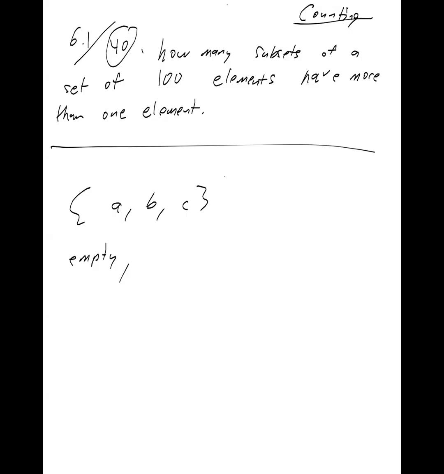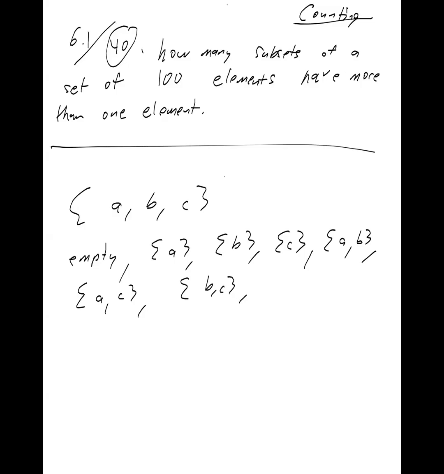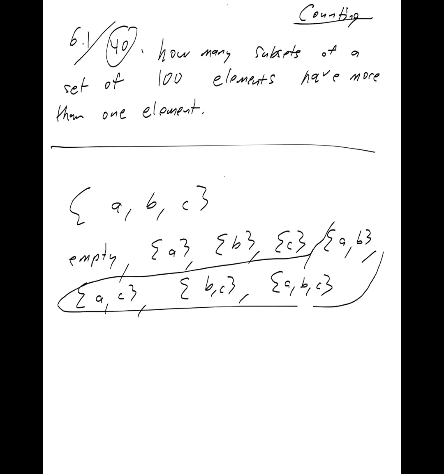You could also choose just A, you could choose just B, you could choose just C. Or you could choose 2 things like A and B, or A and C, or B and C, or you could love it all and choose all 3, A, B, C. That's how many subsets there are in a set of 3. How many of those subsets have more than one element? Right. So there's 4 that have more than one element.